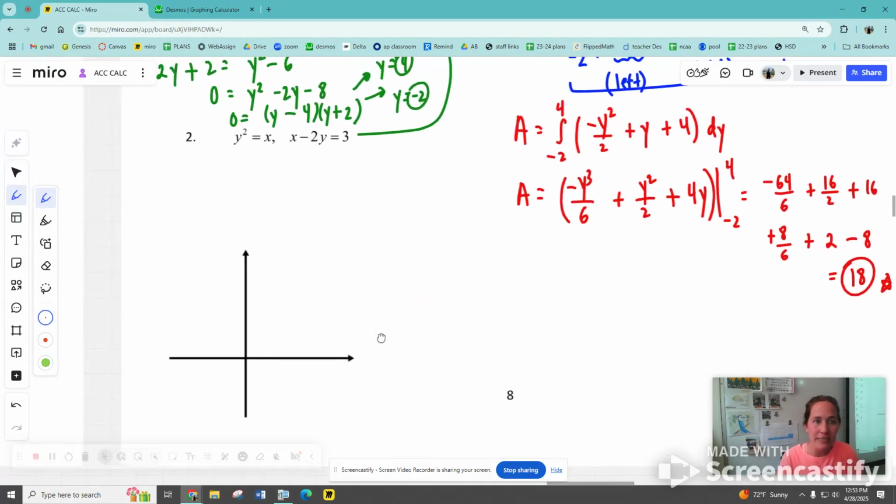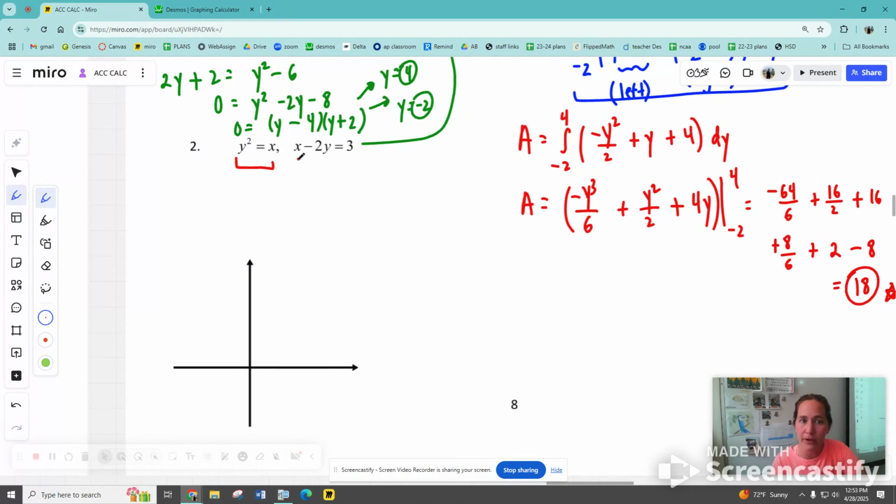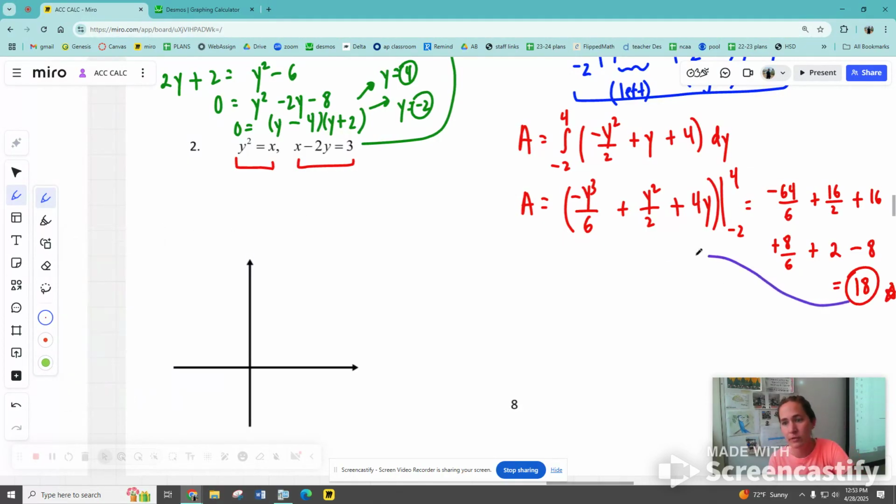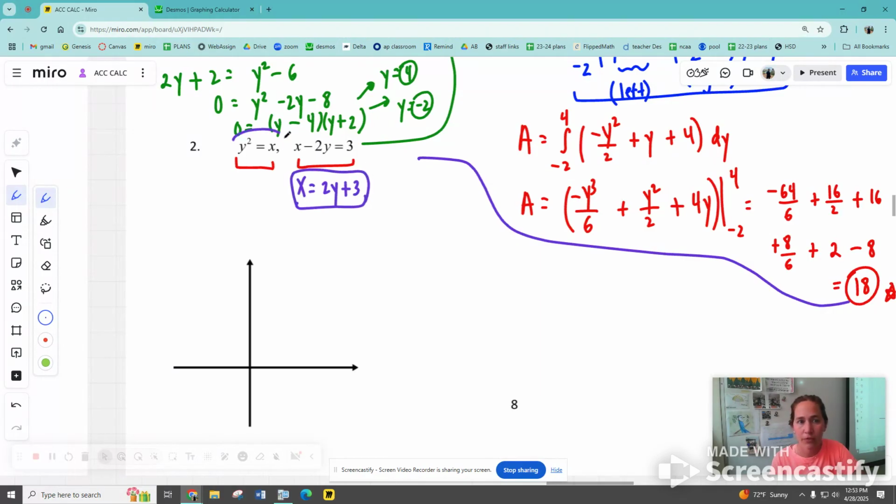Okay, let's try another. So this one, same kind of deal. You've got a sideways parabola, very common for these, and then the equation of a line. If anything's not already solved for x, we want to do it. So the first one looks like it is. For the second one, maybe I just want to move the 2y to the other side of the equation. So we've got this, maybe I'll box it, and we've got that.